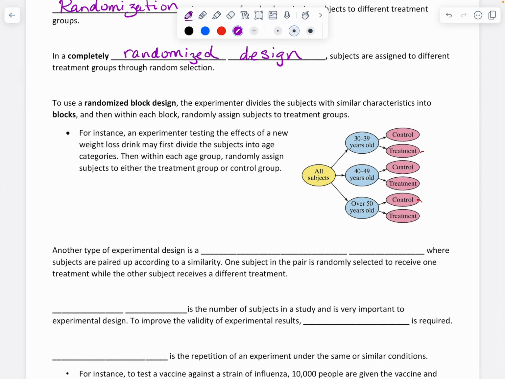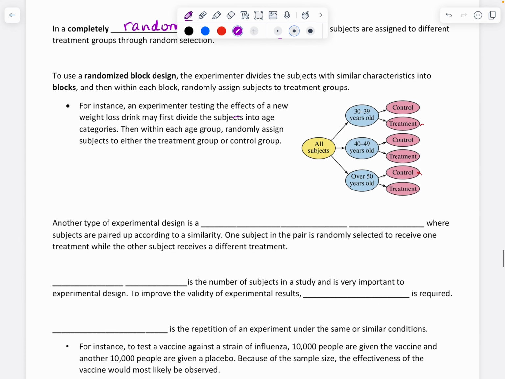To use randomized block designs, the experimenter can divide things oftentimes into several groups, or different blocks. So for example, the experimenter testing the effects of a new weight loss drink must first divide the subjects into age categories. So he's going to look at all of the subjects. He's going to put them into 3 age categories. Then within that age category, he's going to randomly assign the one to have the control and the one to have the treatment. It's very possible that the weight loss drink works better on 30-year-olds than it does on 50-year-olds.